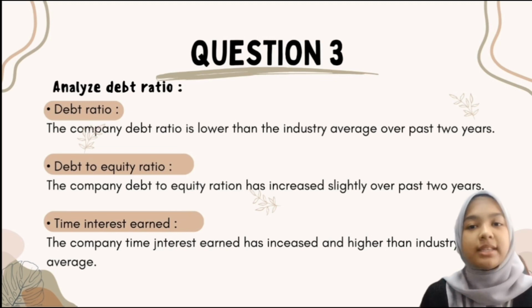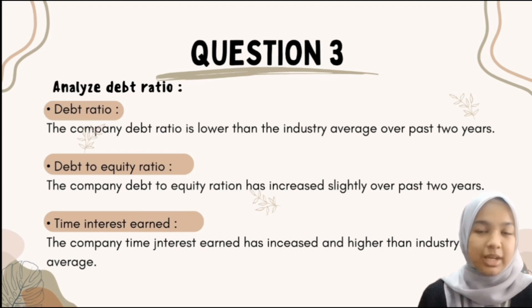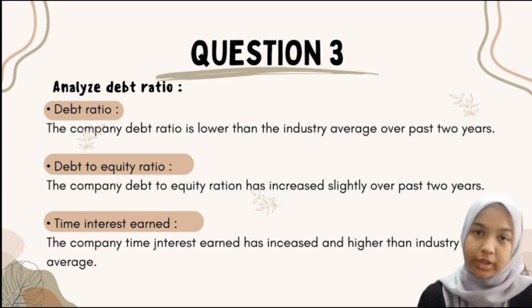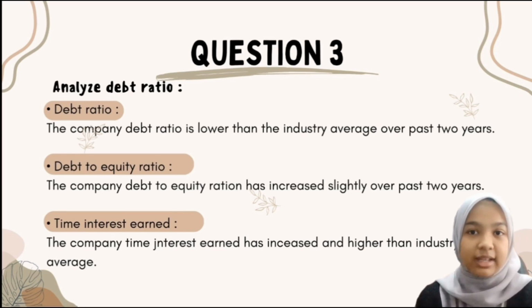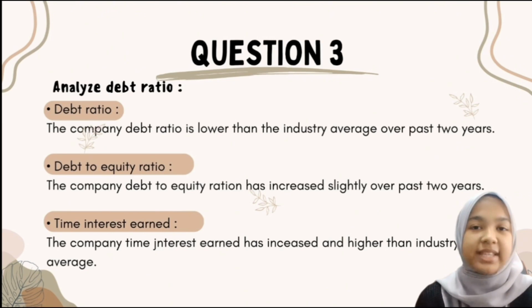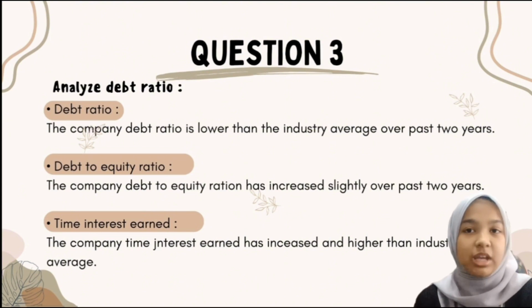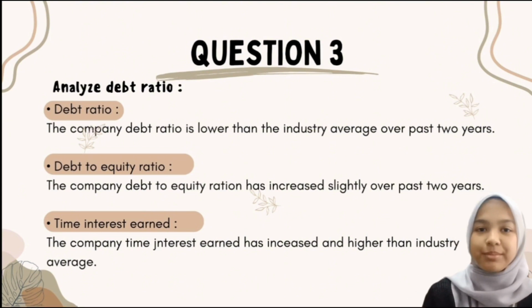The second one is debt to equity ratio. A high debt to equity ratio comes with high risk. If the ratio is high, it means that the company grows through borrowing. In this case, the company debt to equity ratio has increased slightly over the past 2 years. This shows that the company relies more on debt financing compared to its industry peers.